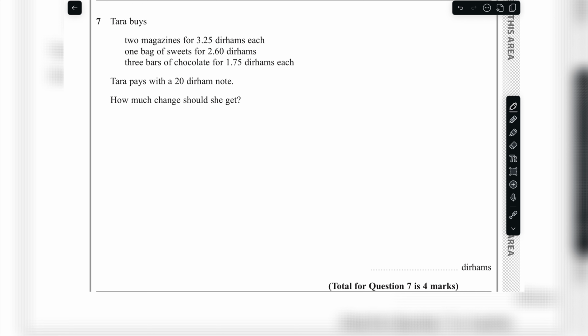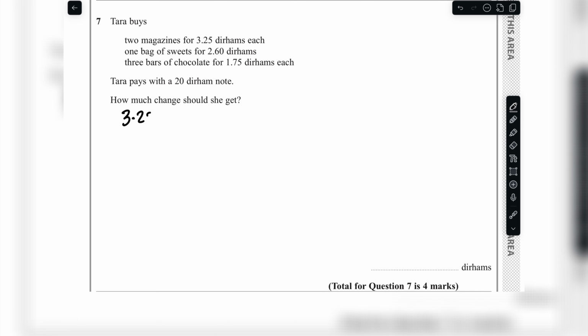In question 7, we are told that Tara buys 2 magazines for 3.25 dirhams each, 1 bag of sweets for 2.60 dirhams, and 3 bars of chocolate for 1.75 dirhams each. Tara pays with a 20 dirham note. How much change should she get?